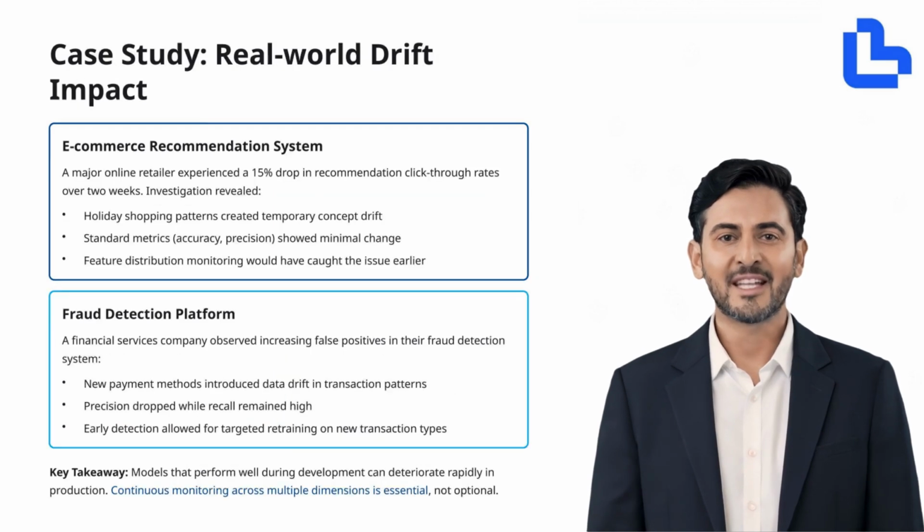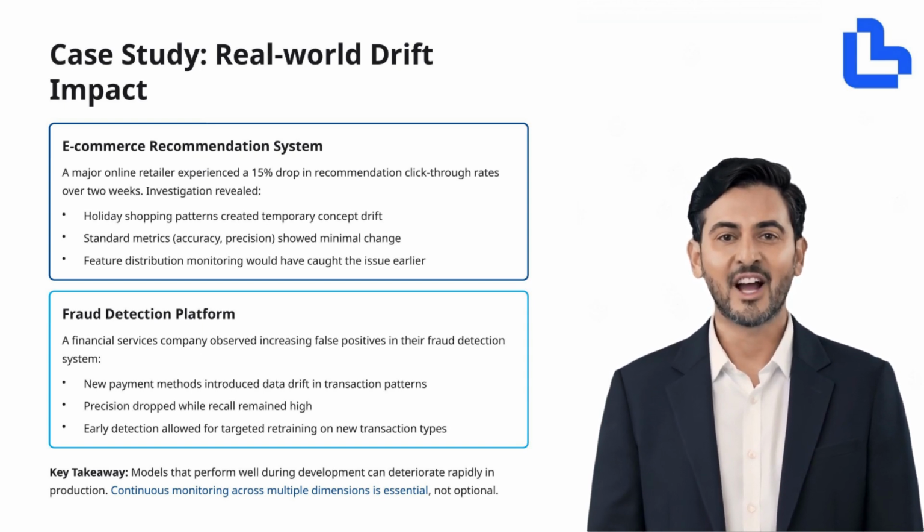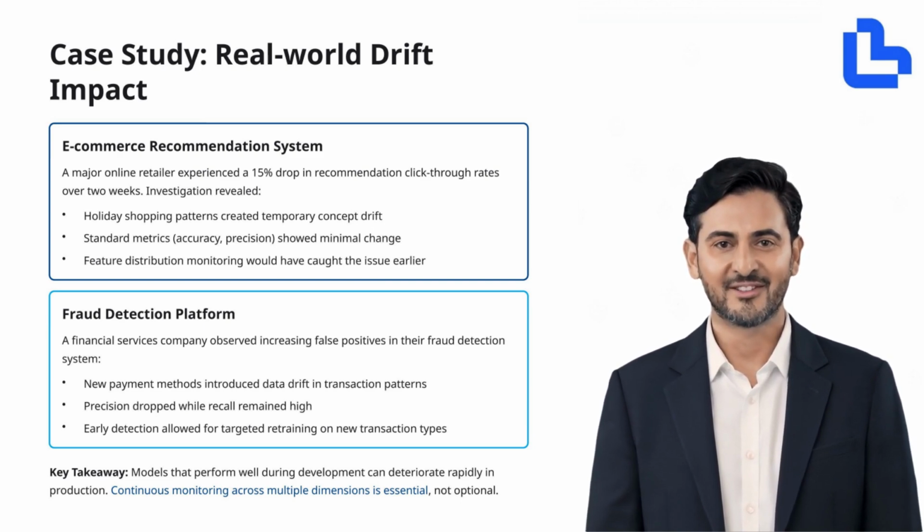To bring these concepts to life, let's look at two real-world case studies that highlight the critical importance of drift detection and monitoring in production environments. First, consider an e-commerce recommendation system used by a major online retailer. Over the course of just 2 weeks, they noticed a 15% drop in click-through rates on recommended products. At first glance, standard performance metrics like accuracy and precision showed minimal change, which made the issue hard to detect. But upon deeper investigation, they discovered that holiday shopping patterns had introduced temporary concept drift.